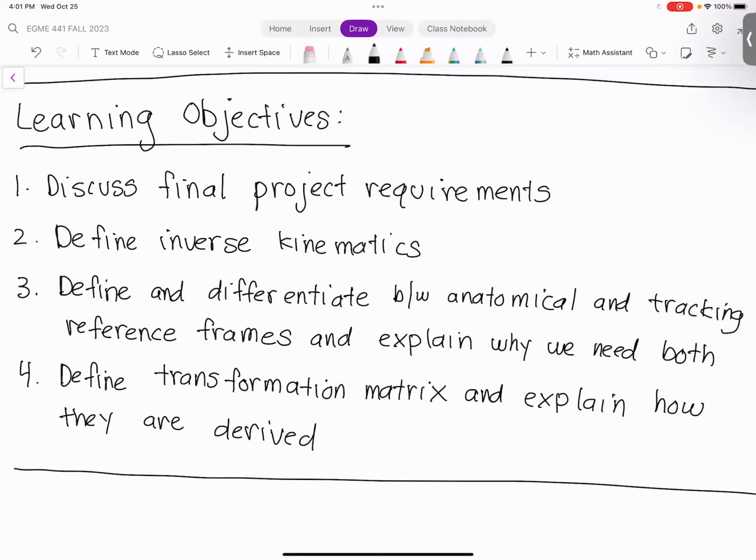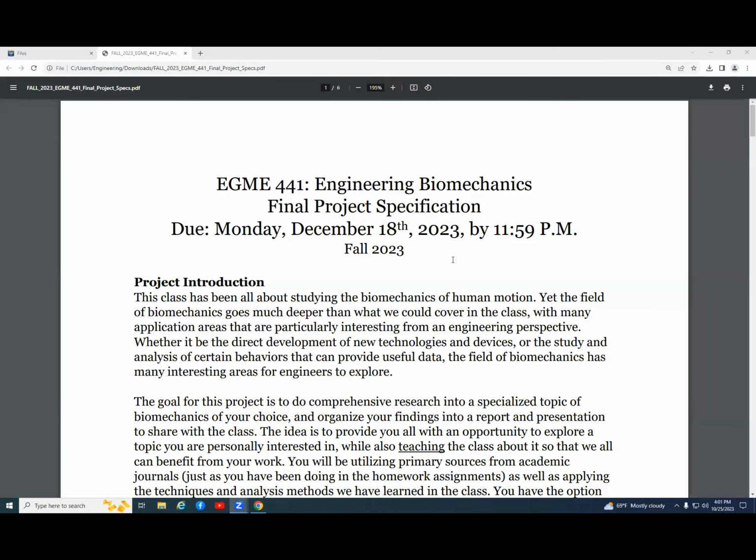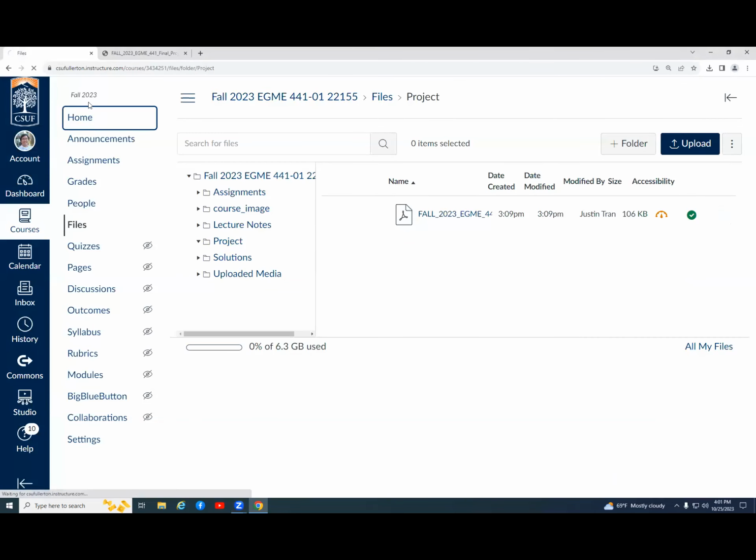All right, so let me go ahead and share my screen here so that everyone on Zoom can see as well. Here are the final project specifications. Oh, by the way, can everyone on Zoom hear me okay? I think the mic in here is still broken, so I'm still using my mic. Okay, good. Awesome.